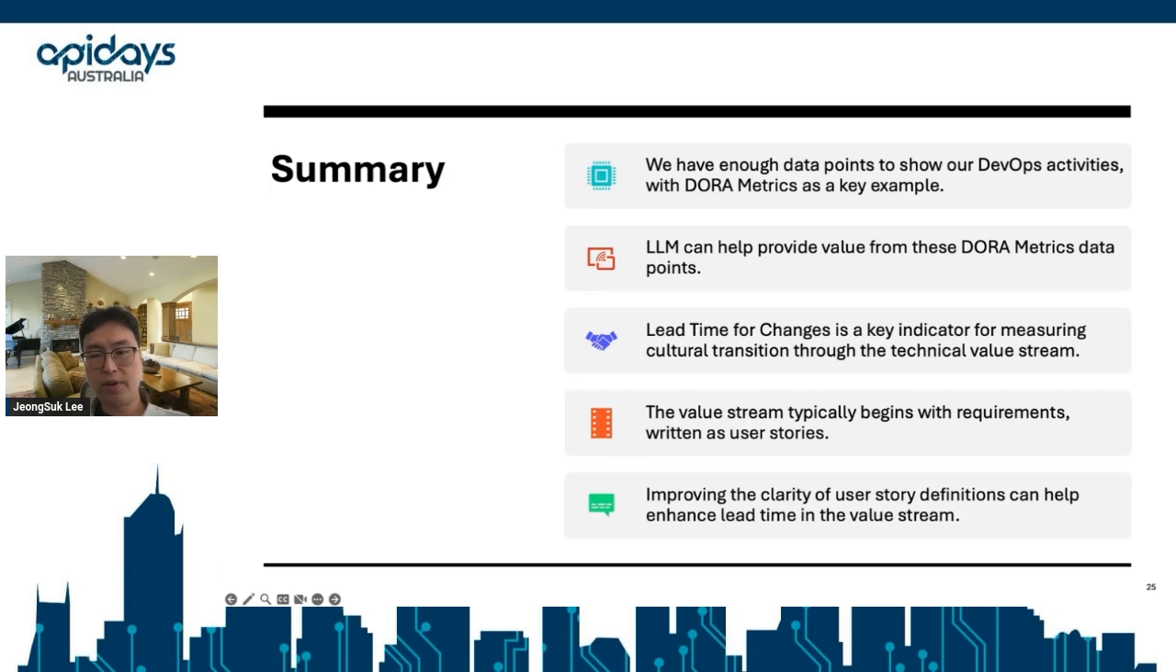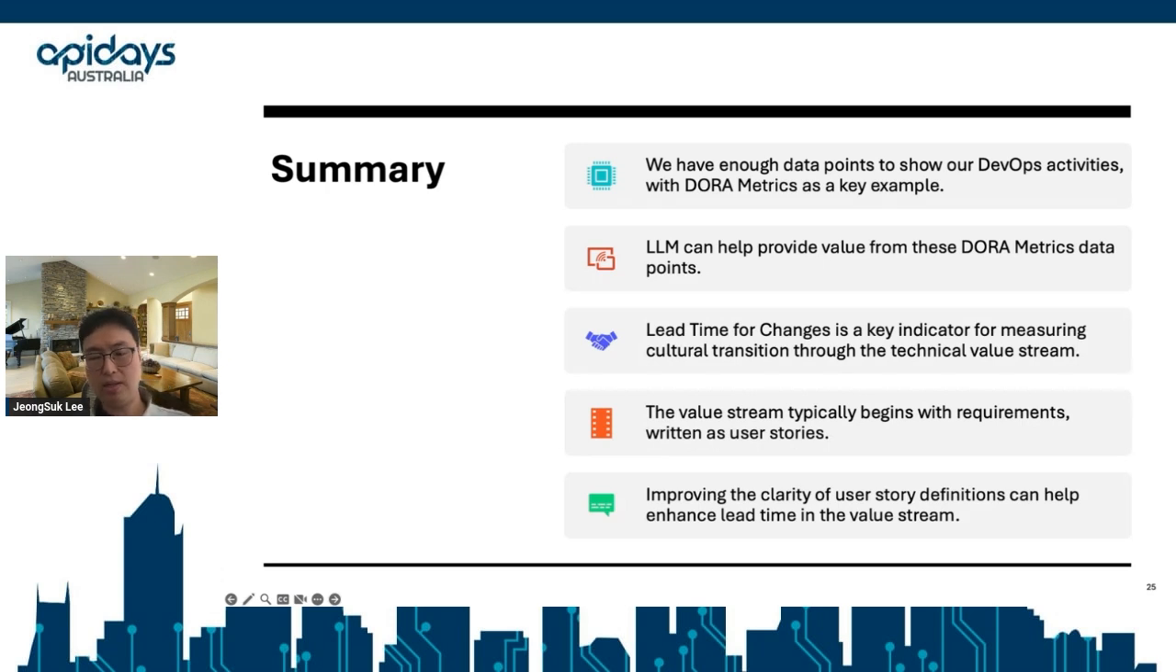Here is the final summary for the presentation. We have enough data points to show our DevOps activities, with DORA metrics as a key example. LLM can help provide value from those DORA metrics data points. Among the metrics indicators, lead time for changes is a key indicator measuring cultural transition through the technical value stream. The value stream typically begins with requirements written as user stories. We also have seen the relationship flow from the DevOps definition to the technical value stream during the presentation.